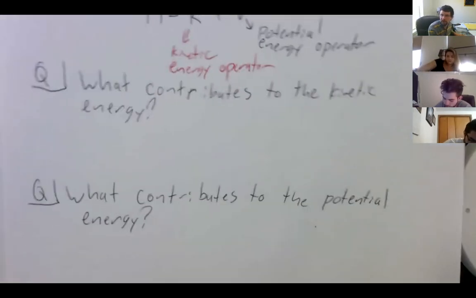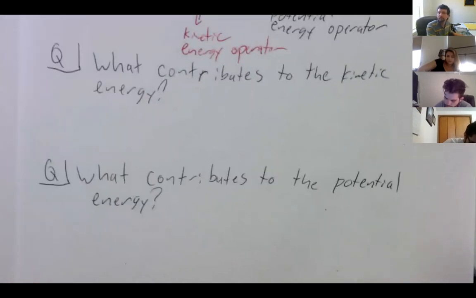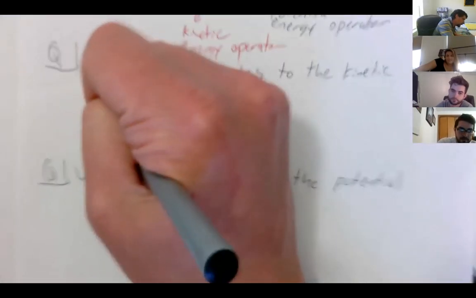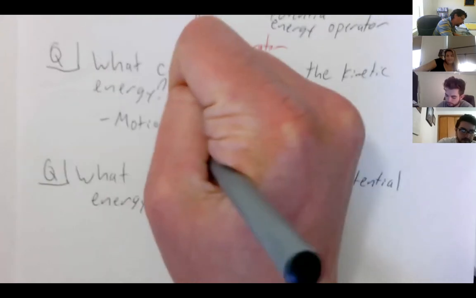Okay, so we're thinking about the H atom right now. What events contribute to the kinetic energy? What events contribute to the potential energy? Kinetic is velocity. Is that what you mean? Yeah, it's related to velocity. So what's moving around? Electrons. Yep. So we've got motion of electrons.